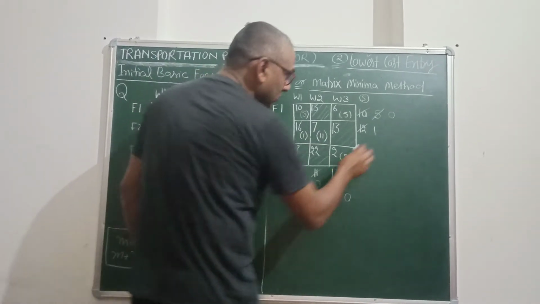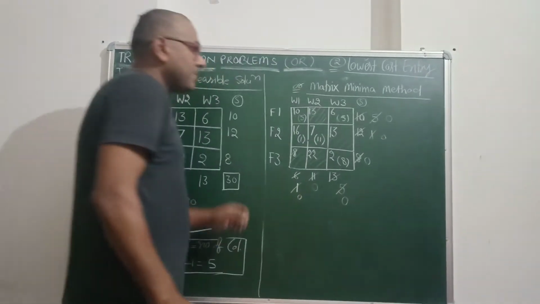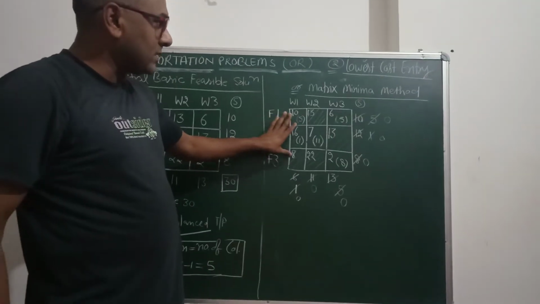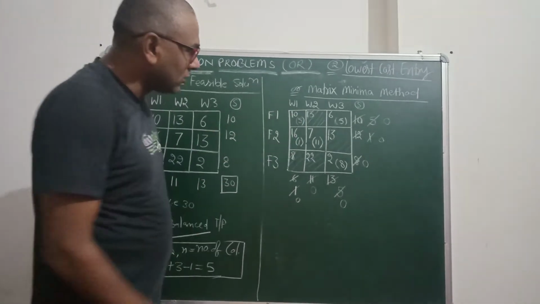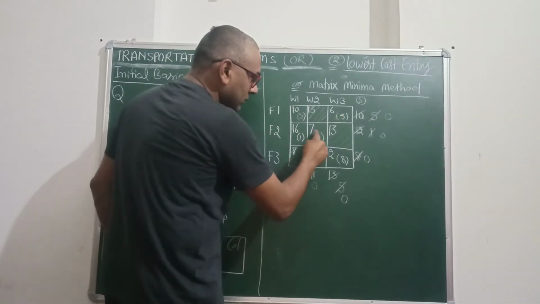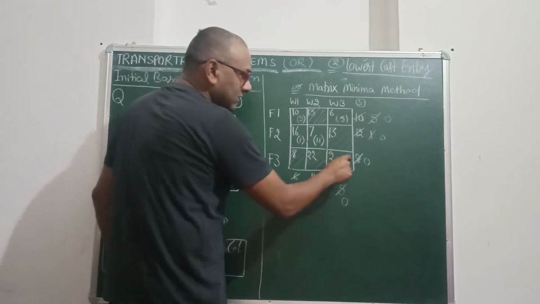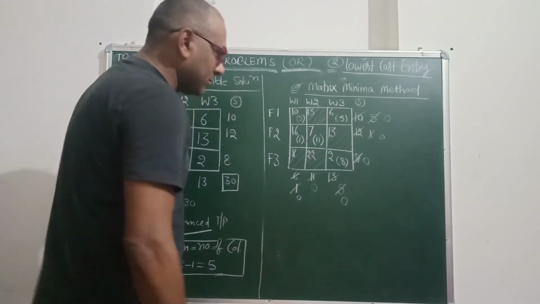Okay, so this is 0 and now you will see that m plus n minus 1 value is 5. Okay, and the allocations made are 1, 2, 3, 4 and 5, so there is no degeneracy, we can find the total minimum cost.